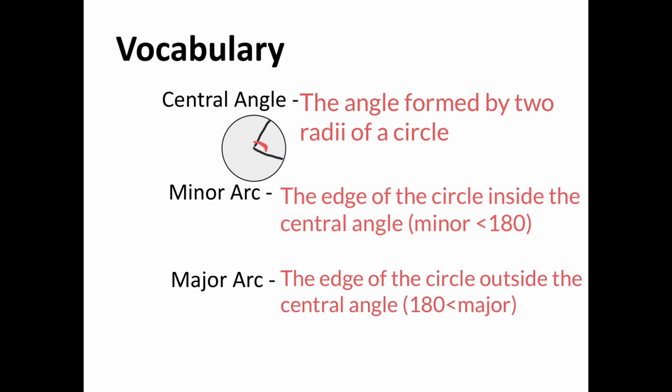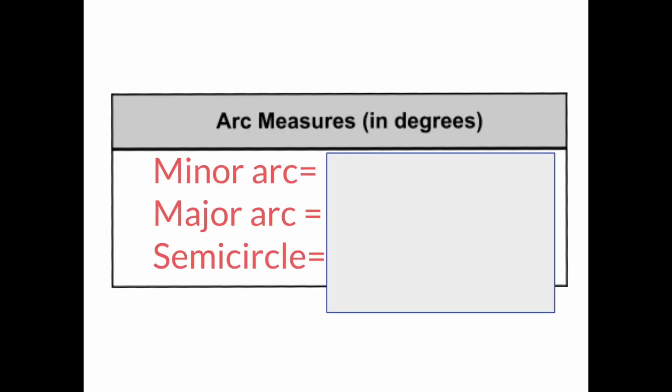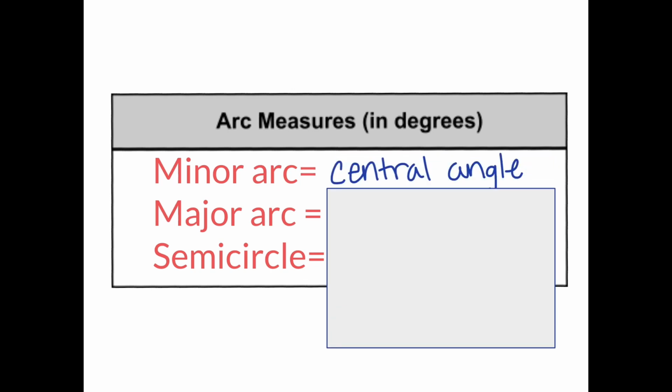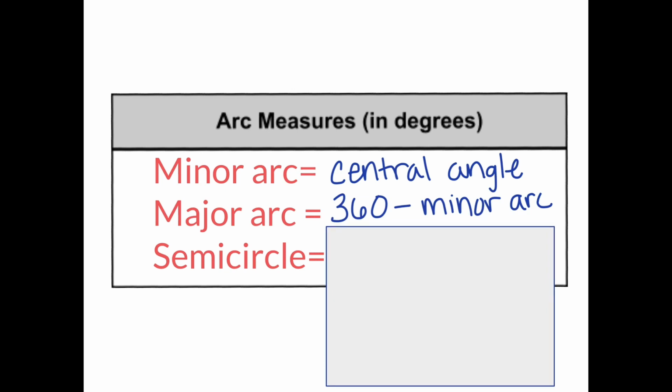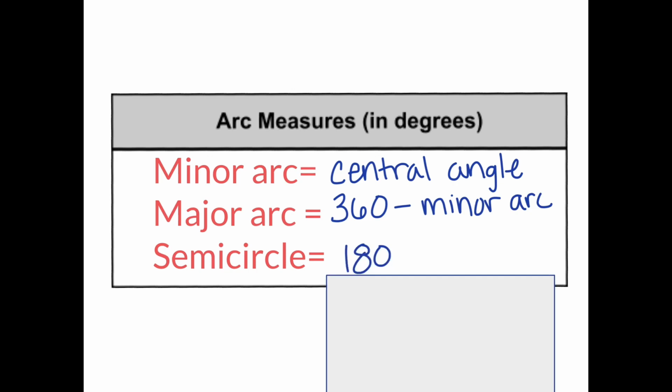Lastly, the major arc is the edge of the circle outside of the central angle. It should be bigger than 180 degrees. So for this example up here, it would be this part of the circle that is outside of this central angle, and it is much larger than 180 degrees. These are the arc degree measures. The minor arc will always equal the central angle. The major arc would be 360 minus the minor arc, and a semicircle is always 180.